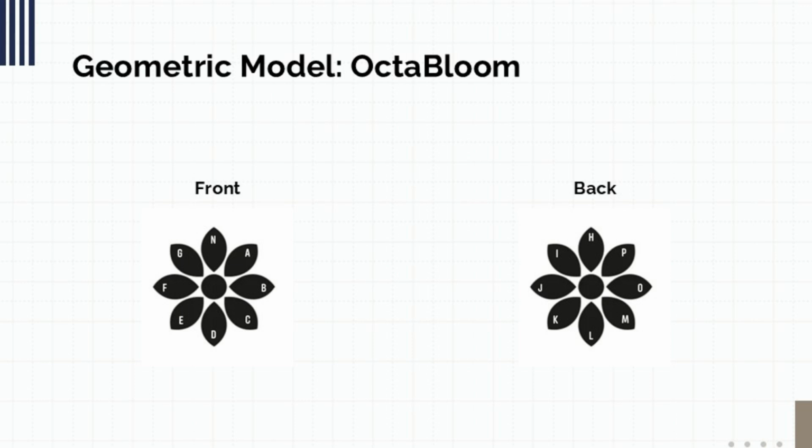This is the front and the back of my Octabloom. For the front, we have the elements A, B, C, D, E, F, G, and for the back, we have H, P, O, M, L, K, J, and I.